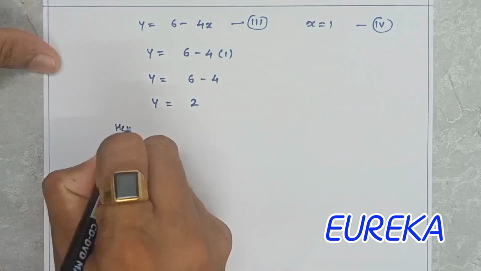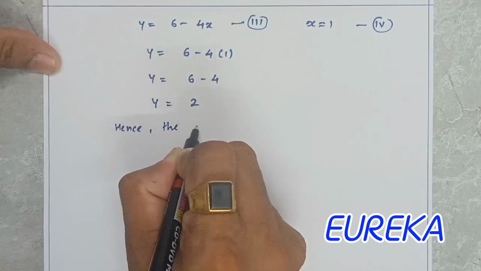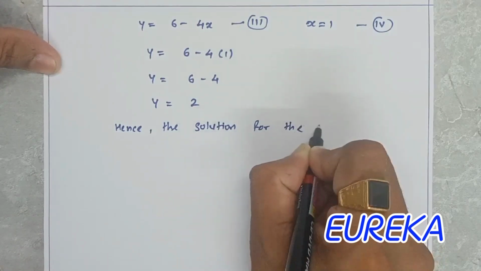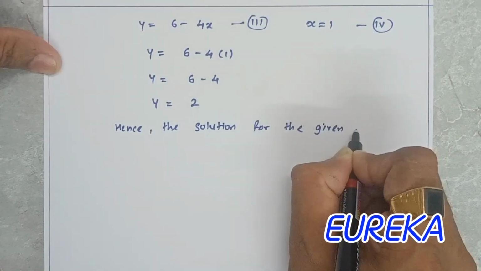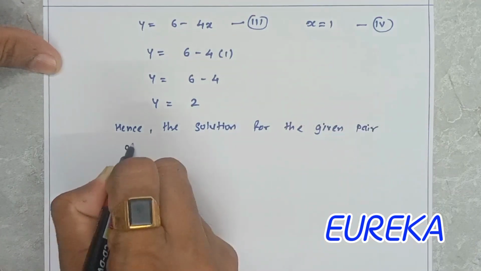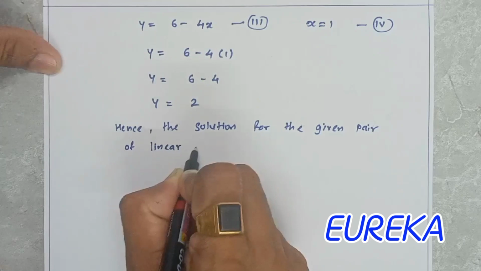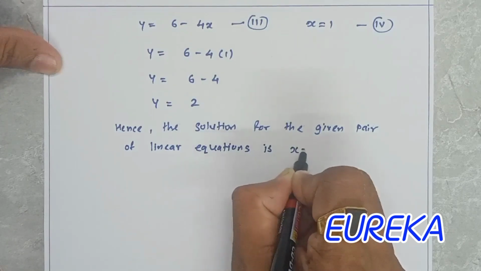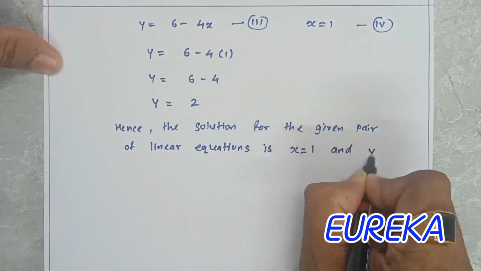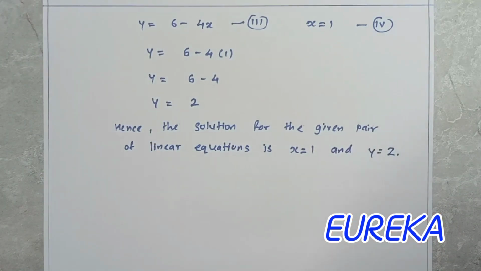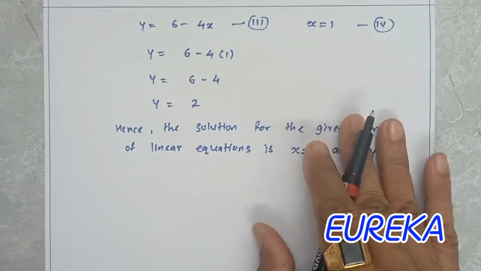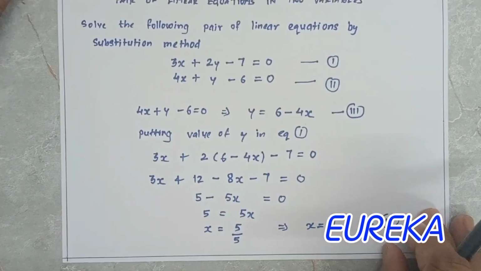Hence the solution for the given pair of linear equations is x equals to 1 and y equals to 2. So this method is called as substitution method, because what we have done in this method, we have substituted one value in the other equation.